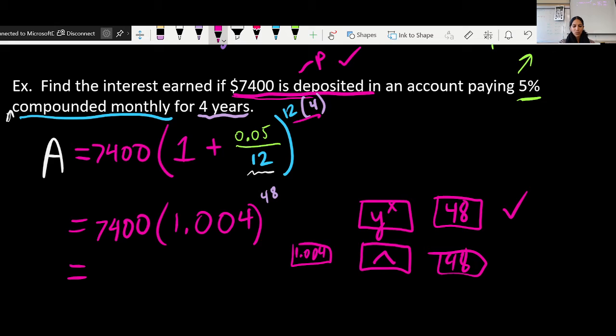And you should get around 1.2112066. 1.221, we'll say. Does everybody get that and know how their calculator works?